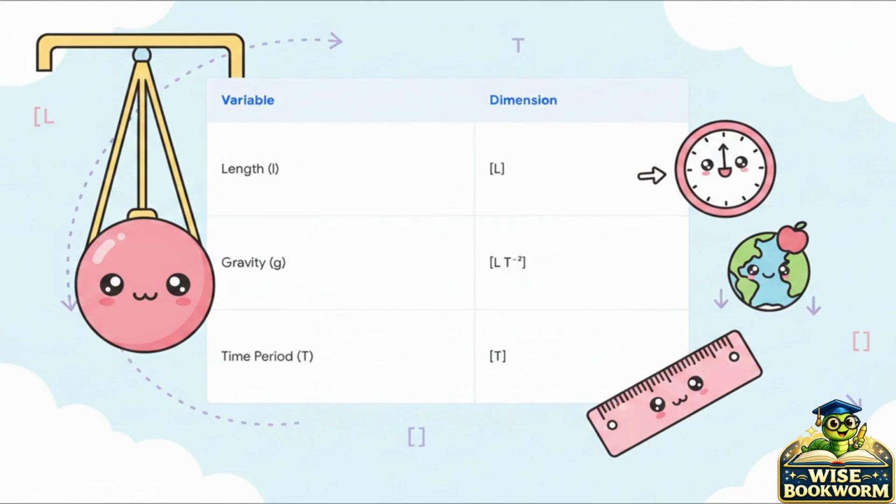Imagine a swinging pendulum. Let's say we suspect the time it takes for one full swing, the time period, somehow mathematically relates to the length of the string and the acceleration of gravity. So we just organize our known variables and their fundamental dimensions. Length is L, gravity is LT to the -2, and time period is T.